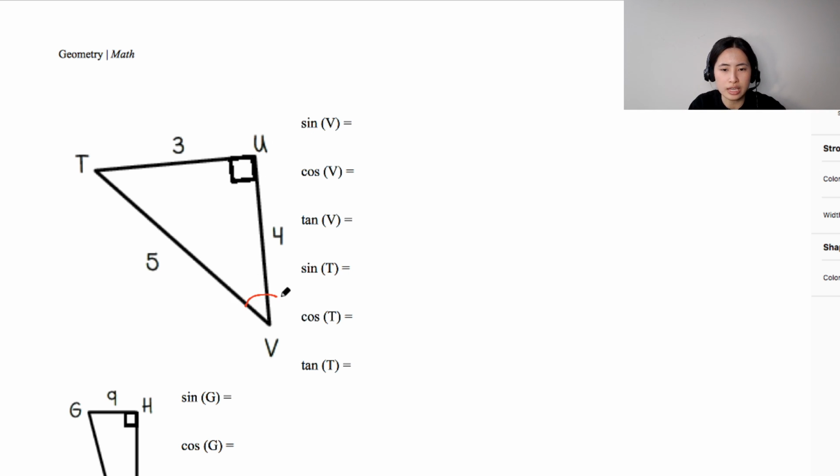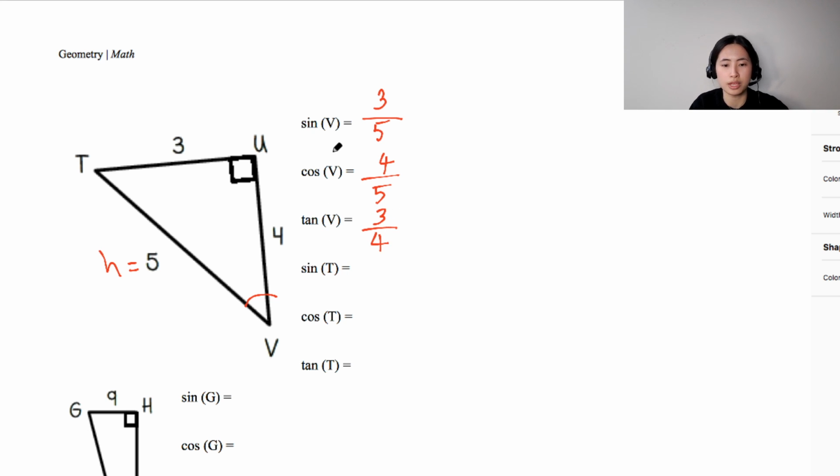This is angle v. Opposite side would be 3, and your hypotenuse, we know that it's opposite the right angle, therefore it's 5. So in that case, sine is opposite over hypotenuse, so it's 3 over 5. For cosine, it would be 4 adjacent, hypotenuse is 5, so 4 over 5. For tangent, it's going to be opposite, which is 3, adjacent is 4, so it's 3 over 4.